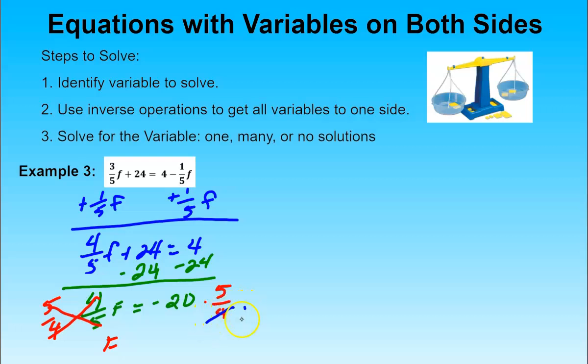And then I can do a little bit of simplifying. 4 divided by 4 is 1. 20 divided by 4 is 5. So I have negative 5 times 5, which will give us a negative 25. Or you could have done negative 20 times 5, which is a negative 100. Negative 100 divided by 4 is a negative 25. So here my variable is equal to one exact answer. So this would be an example of one solution. So that is how you can solve equations with variables on both sides.